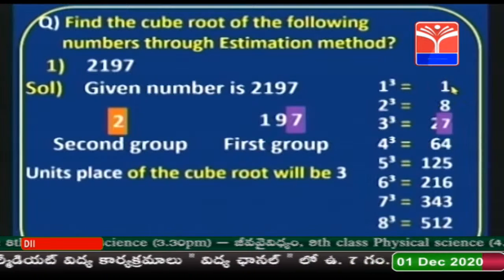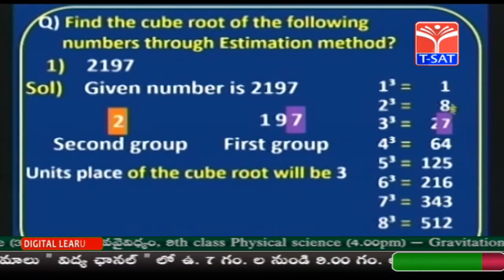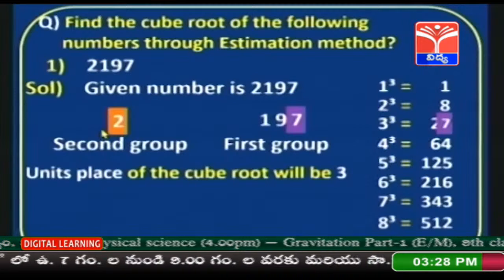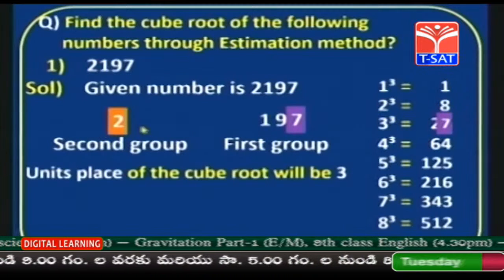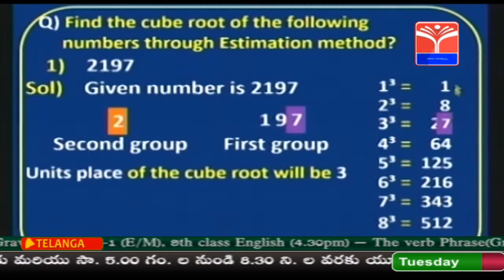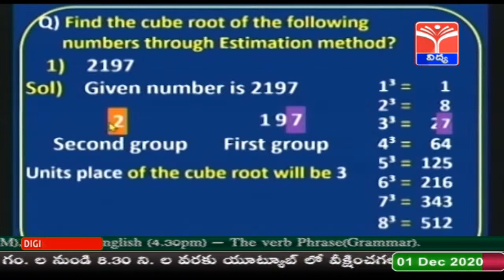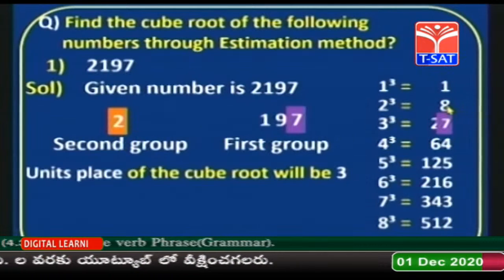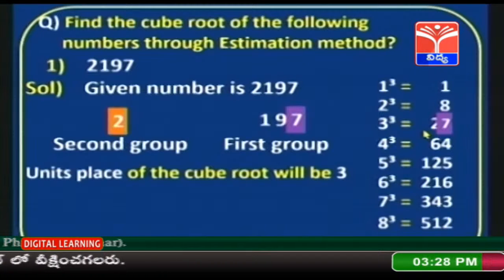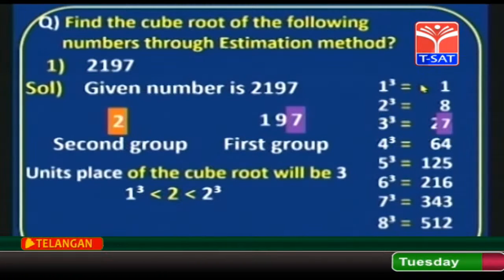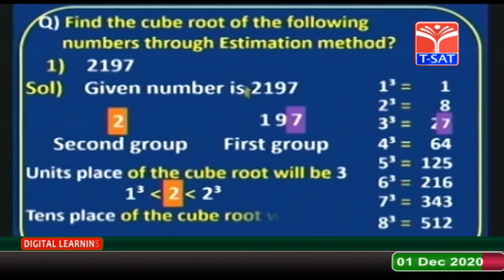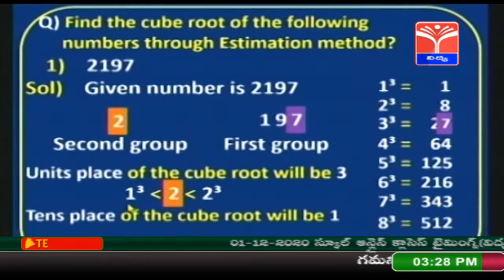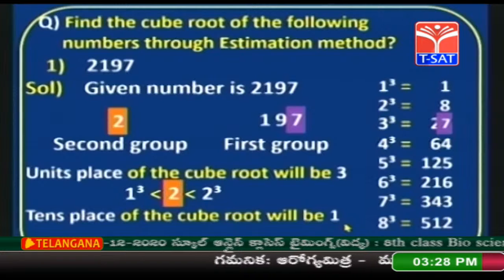Now what you have to do? 1 cube value is 1, 2 cube value is 8. This value 2 lies between 1 and 8. Suppose instead of 2 I have 10, what do I have to do? It lies between 8 and 27. Okay, here it is 2, so it is lying between 1 cube and 2 cube. As it is lying between 1 cube and 2 cube, we have to take the least one. What is the least one? 1. So the tens place of the cube root will be 1.